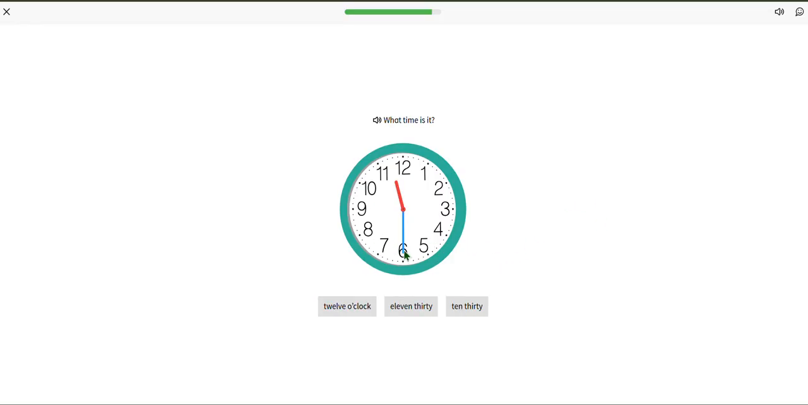Again, our minute hand is at the 30-minute marker at the 6. We're in between 11 and 12. We go to the one that it's already passed, not the one it hasn't gotten to yet. 11:30. And that was our last one.